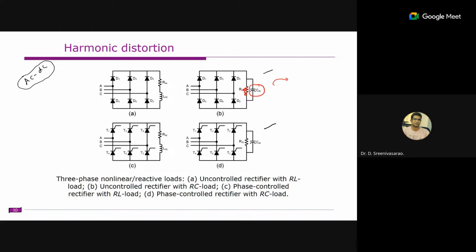There are drawbacks with this type of converter. One drawback is harmonic currents, and another drawback is reactive power.